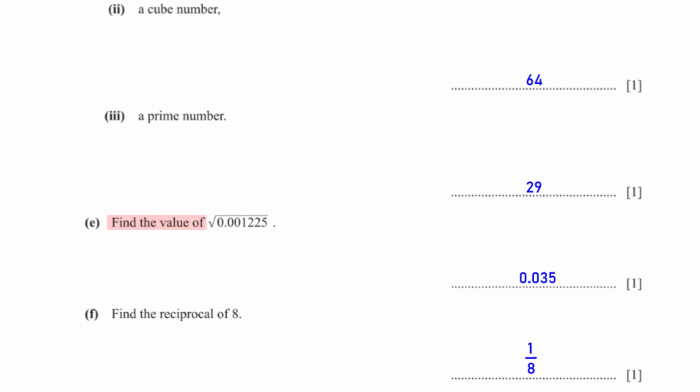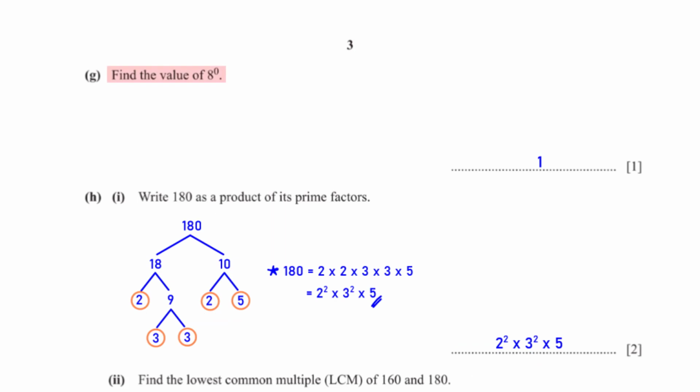Find the value of the square root of 0.001225. When we type this into the calculator, we get 0.035. Find the reciprocal of 8. The reciprocal of any number is 1 over the number, so the reciprocal of 8 is 1 over 8. Find the value of 8 raised to the power 0. Any number raised to the power 0 is 1, so 8 raised to the power 0 is 1.